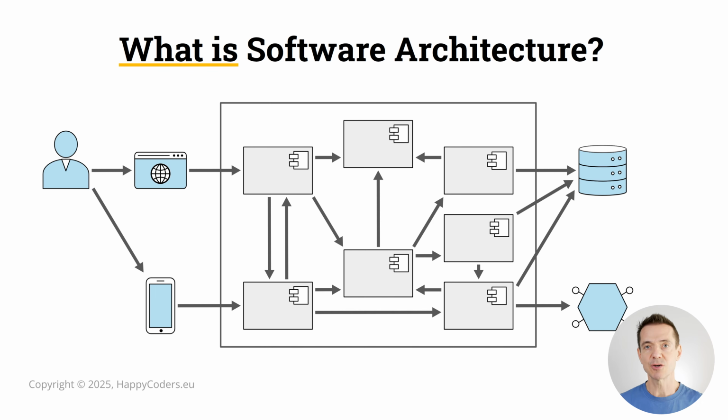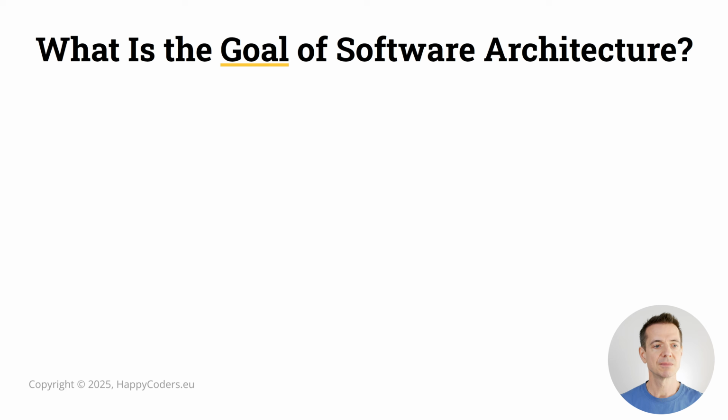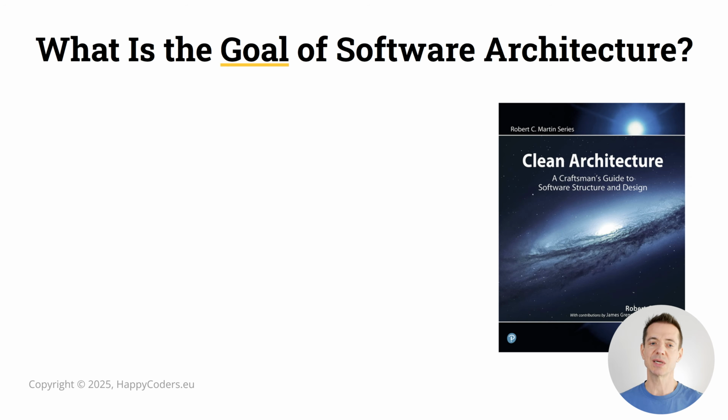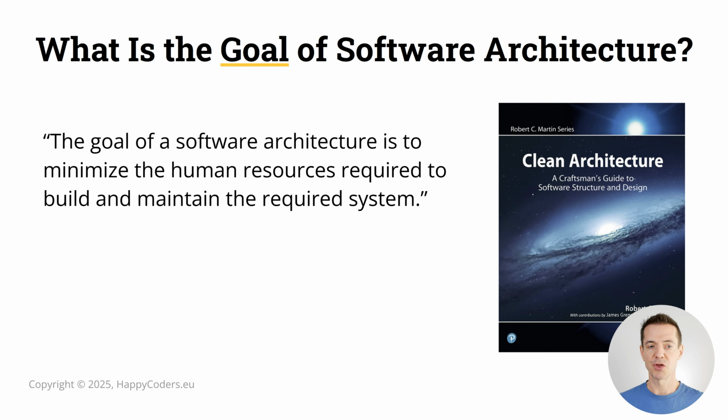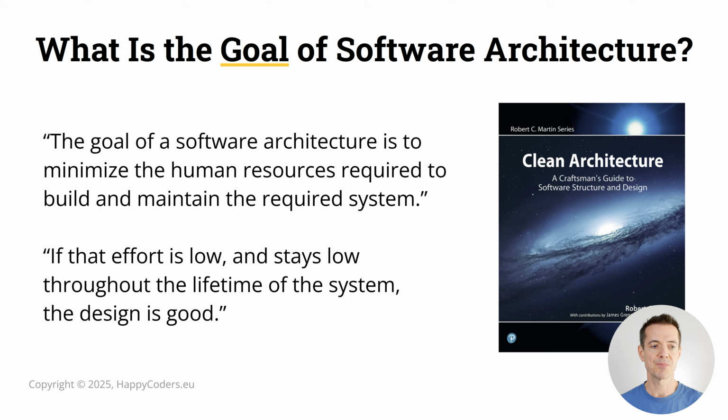Architecture then is the decomposition of the software into components, the arrangement and properties of these components, and the way in which they interact with each other. What is the goal of a software architecture? A very good answer to this question was given by Robert Martin in his book Clean Architecture. The goal of a software architecture is to minimize the human resources required to build and maintain the required system. And further, if that effort is low and stays low throughout the lifetime of the system, the design is good.